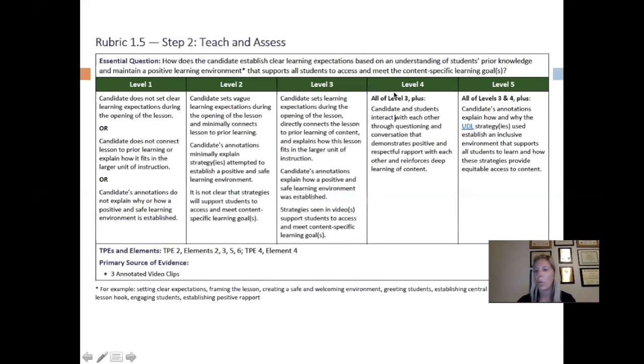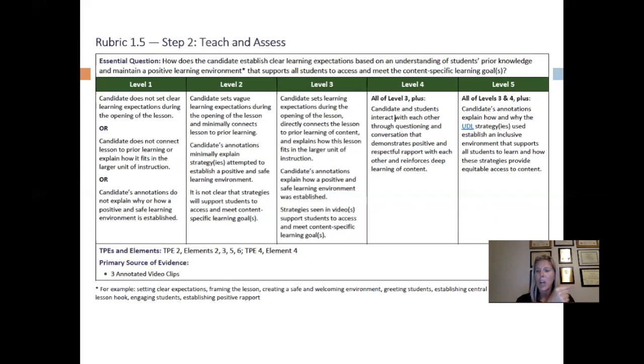But of course, we don't want to be vague and minimal. We want to get to a level 4. We're a little bit more explicit. So in order to be at a level 4, you need to meet the expectations of level 3 plus this additional piece. So it says that you set learning expectations during the opening of the lesson that directly connect the lesson to the prior learning.